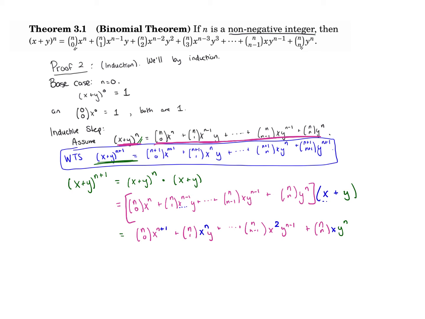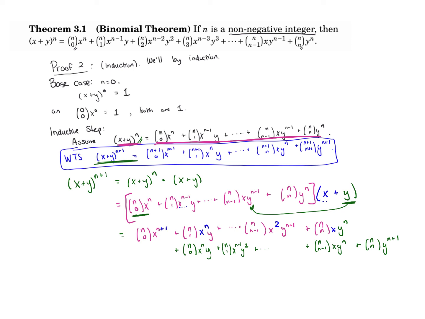And now I also need to distribute the y's as well. So I'm going to multiply y times this term, and I'm going to line it up so it's underneath the term that has the same power. So that's an n choose 0, x to the n, y, plus n choose 1, x to the n minus 1, y squared, all the way down. If I look at these last couple of terms, y times this guy is going to be n minus 1, x, y to the n, plus n choose n, y to the n plus 1.